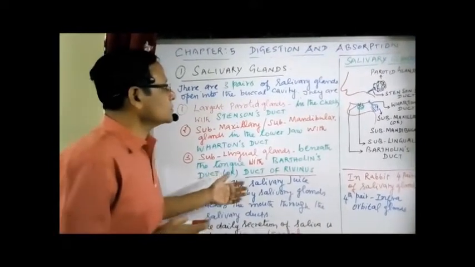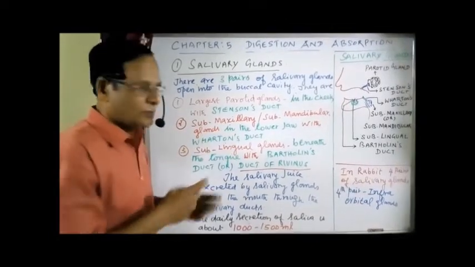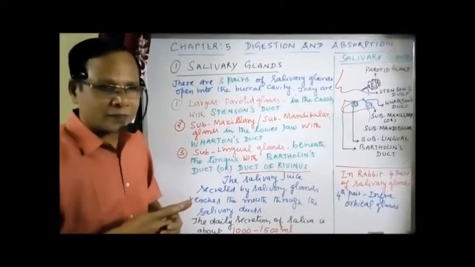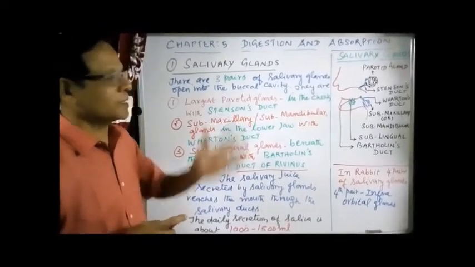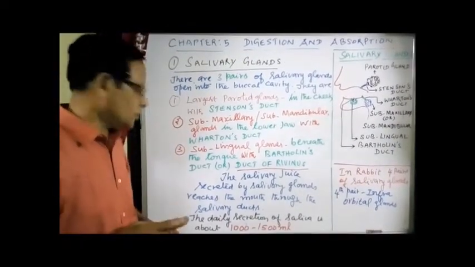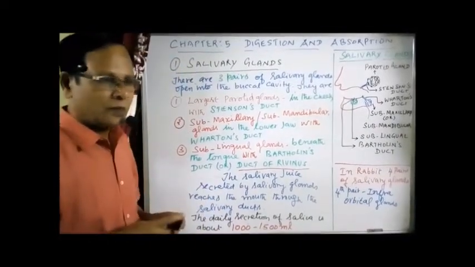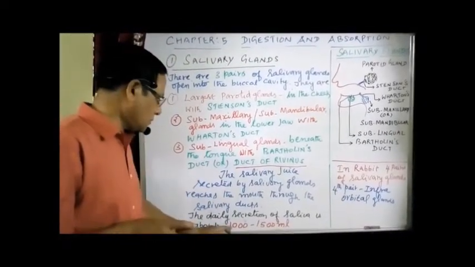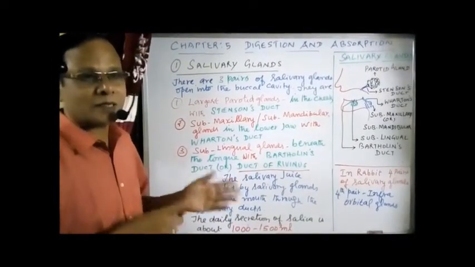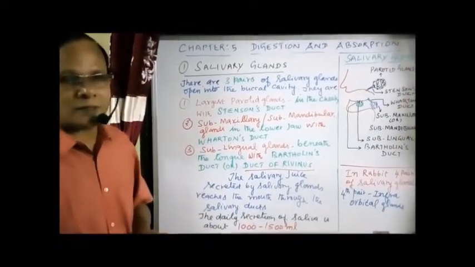Now the salivary juice normally secreted by these three glands reaches the stomach only through these ducts. So these ducts are responsible for carrying the salivary secretion secreted by these glands. See, the rate of secretion of saliva is about 1000 to 1500 ml per day. It is alkaline in nature, having a pH of around 6.8. We'll talk about it later under digestion.